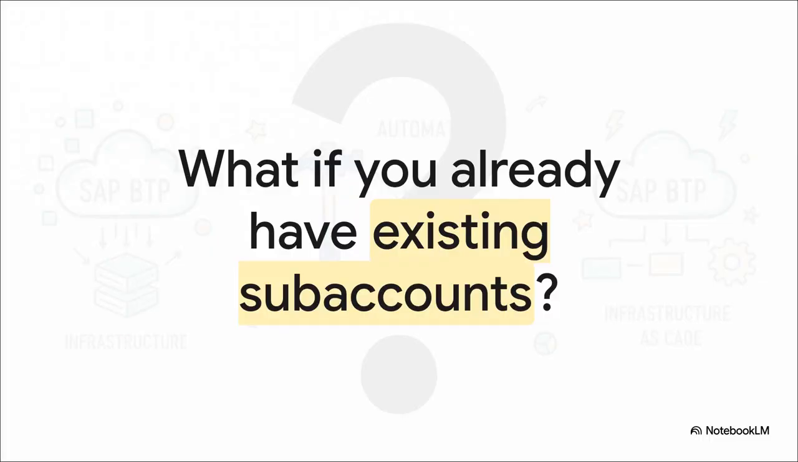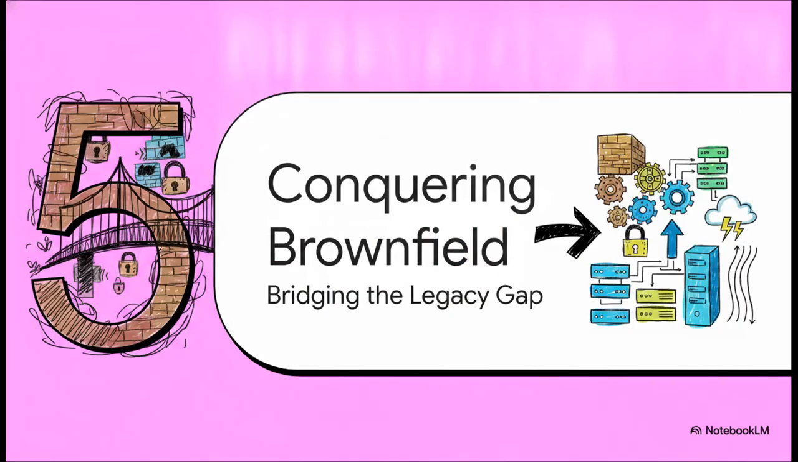But right about now, you're probably thinking, okay, this sounds great for a greenfield project, but what if I already have 50 existing subaccounts? It's the giant elephant in the room, isn't it? What happens when you aren't starting from scratch, but you have a messy, legacy setup that you desperately want to bring under code management? And that leads us perfectly into our final section. Section 5, Conquering Brownfield with Exporter. Let's bridge that legacy gap.